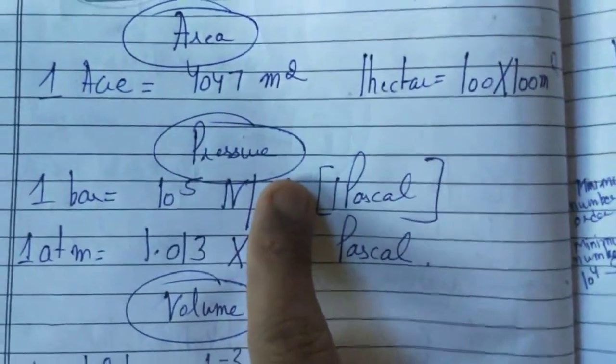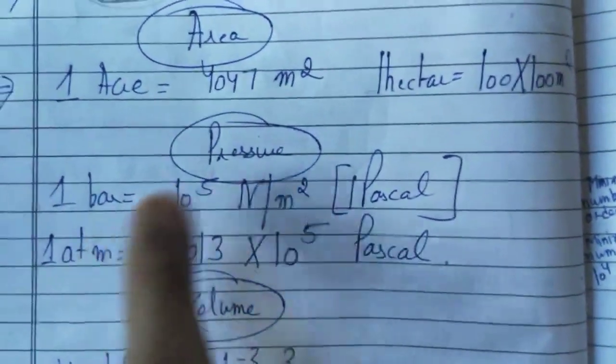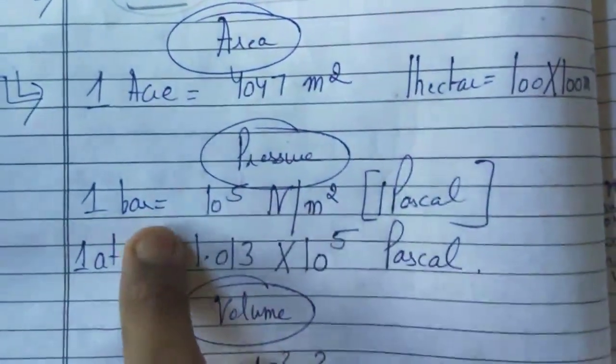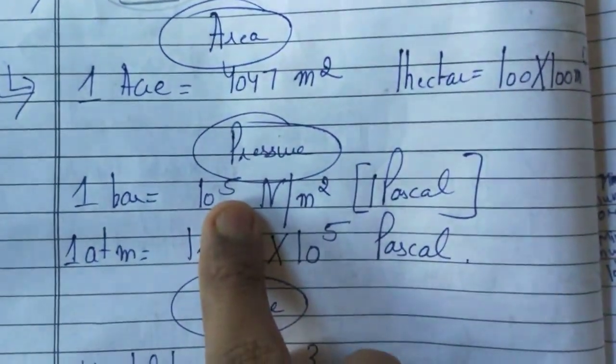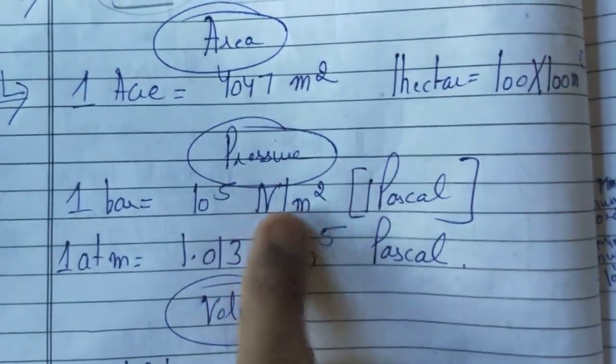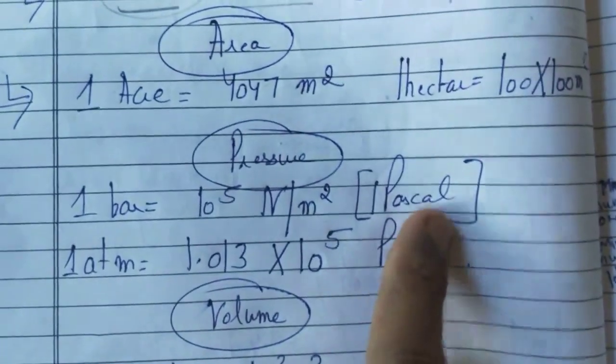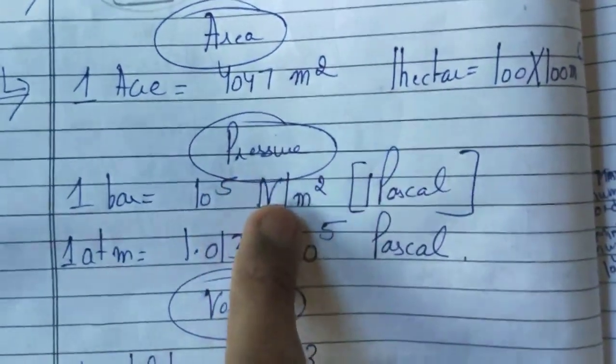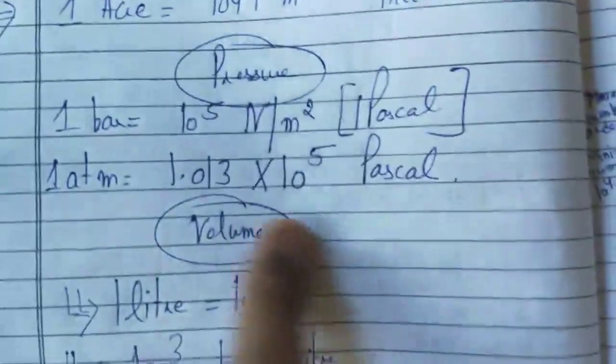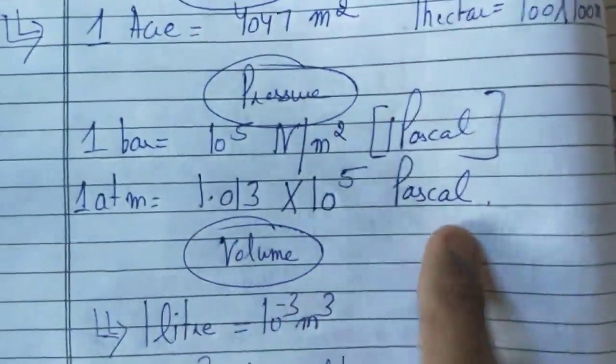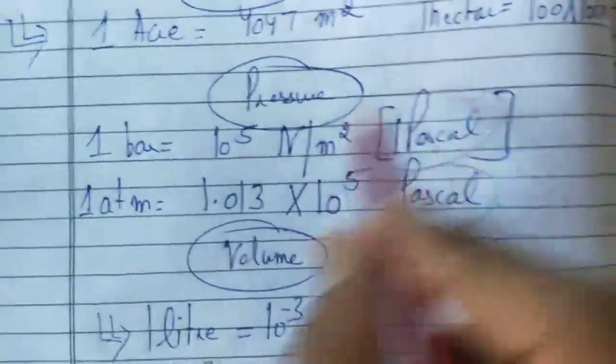The practical units of pressure are 1 bar and 1 atmospheric pressure. 1 bar is equal to 10 to the power 5 Newton per meter square, that is equal to 1 Pascal. Because this is the SI unit of pressure, this is the practical unit.